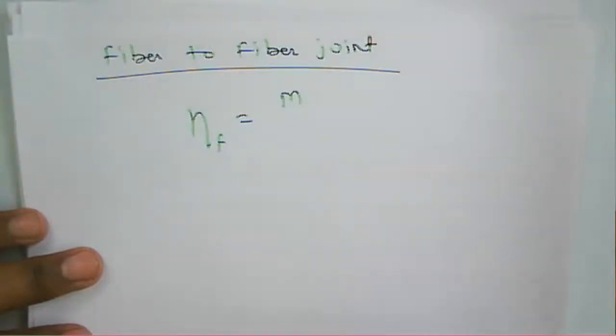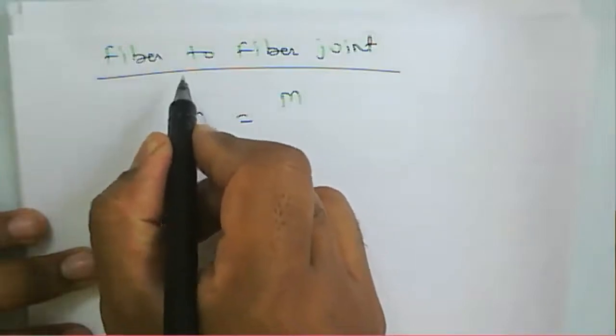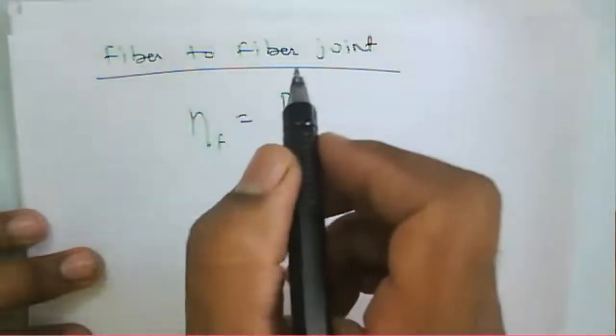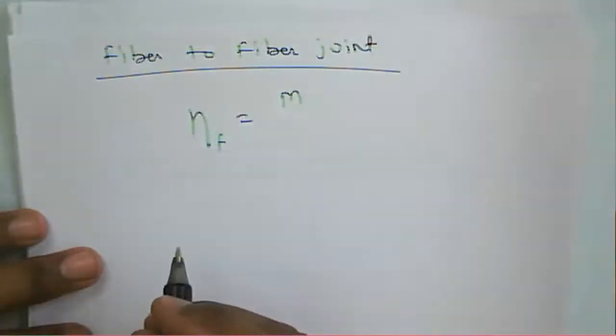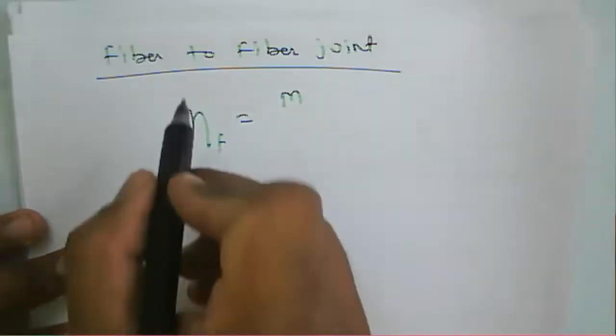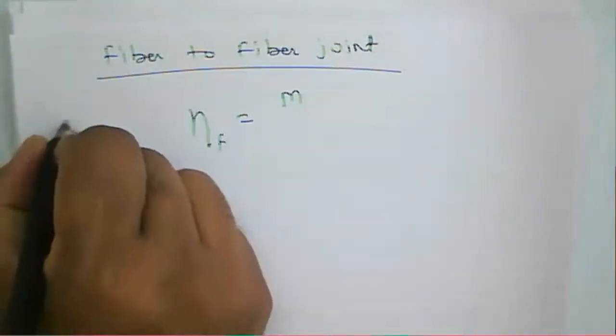Now then, how do we say that all the power emitted from one fiber, or that the modes, were coupled from one fiber to another fiber? For that purpose we should know the fiber to fiber coupling efficiency. So this is about fiber to fiber coupling efficiency.